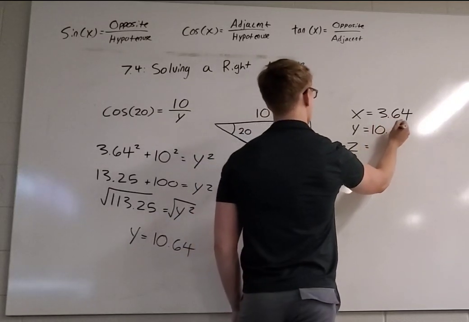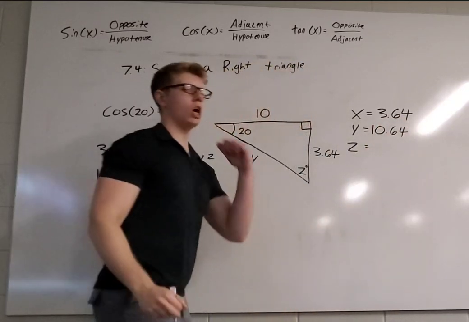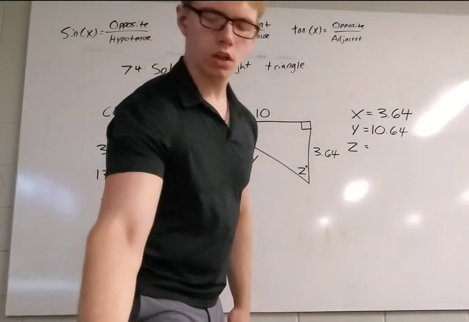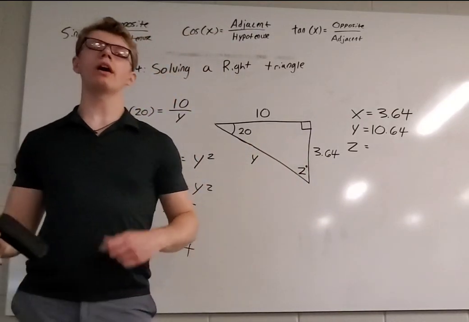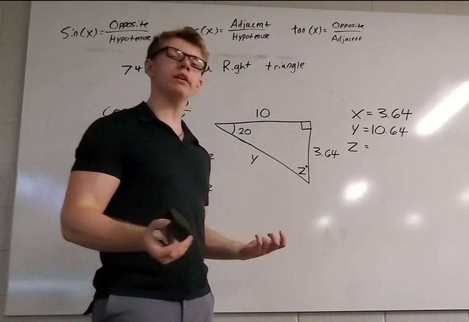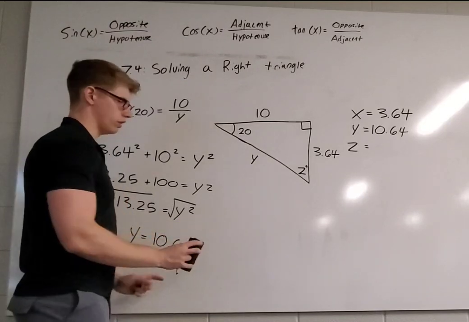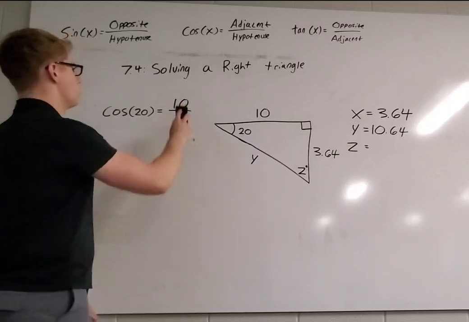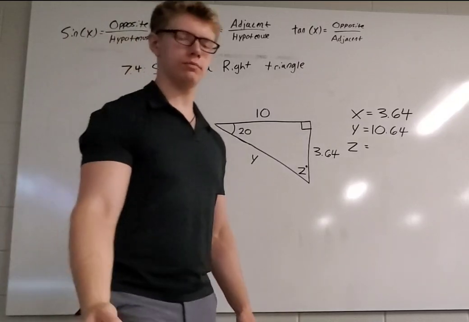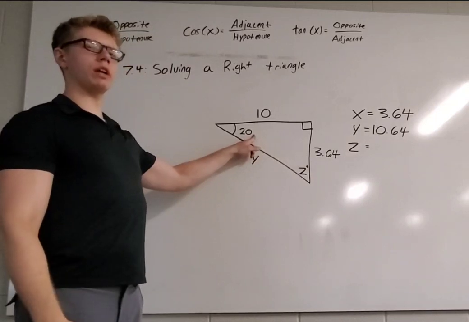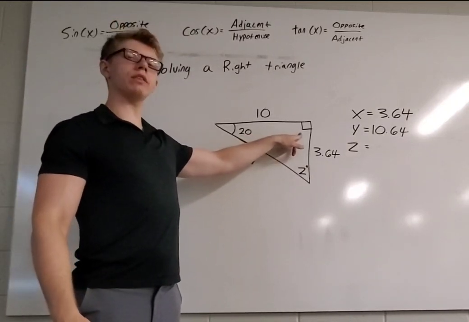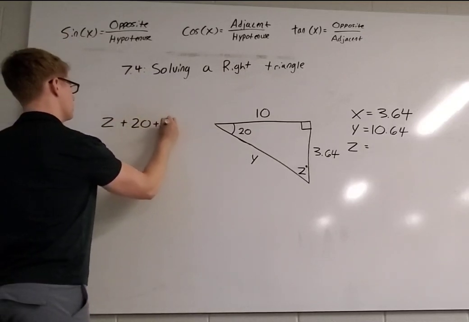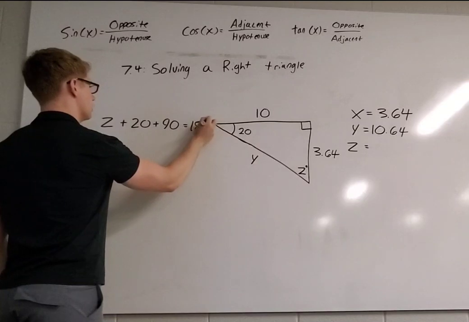Now, the hardest part is going to be solving for this missing angle. I am just kidding. By this point in the year, you should know how many degrees are inside of a triangle. It's 180, right? I'm going to erase this too, take a picture if you need it. We know there's 180 degrees in a triangle. We already have a 20-degree angle right here and a 90-degree angle right there. So z plus 20 plus 90 is equal to 180.